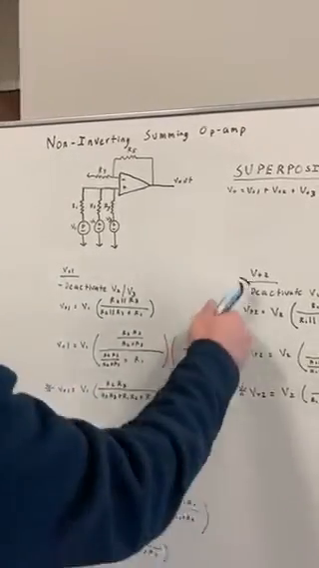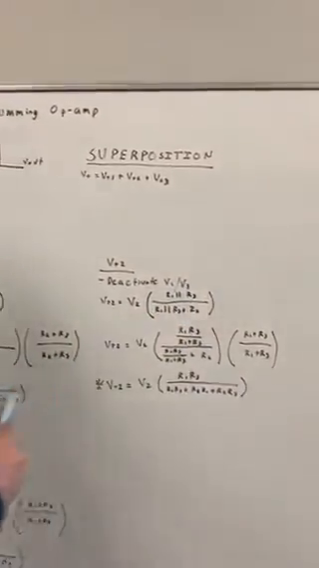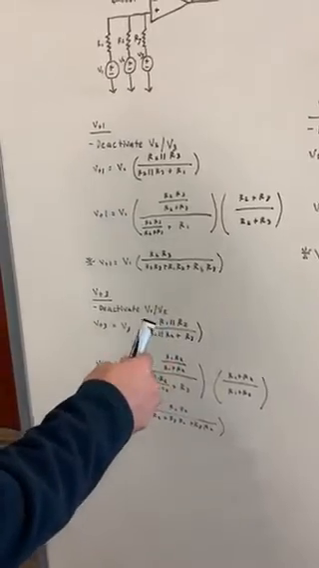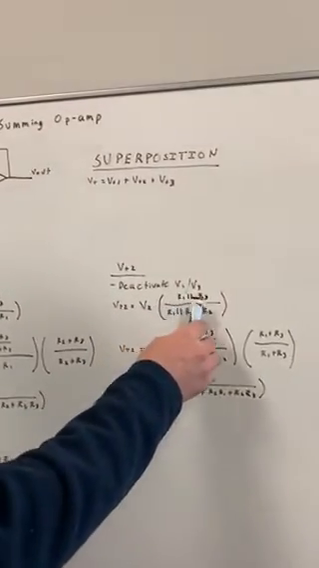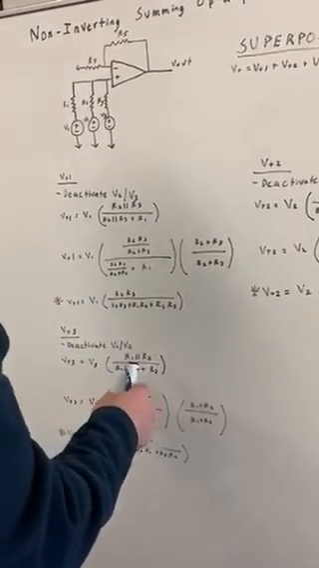And it's the same for V positive 2 and V positive 3. For V positive 2, you deactivate V1 and V3. And for V positive 3, you deactivate V1 and V2. Which means that for V positive 2, R1 and R3 are in parallel. And for V positive 3, R1 and R2 are in parallel.